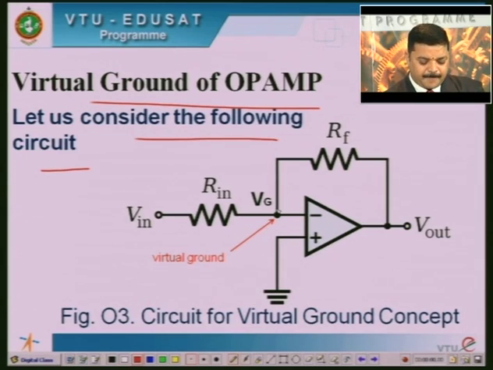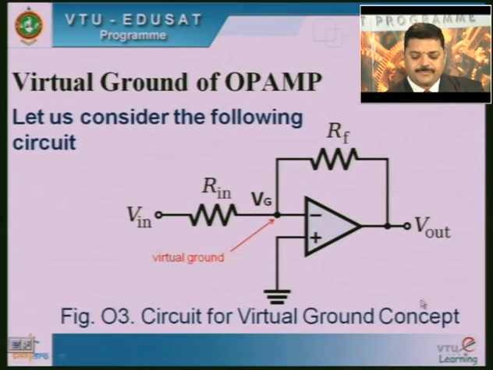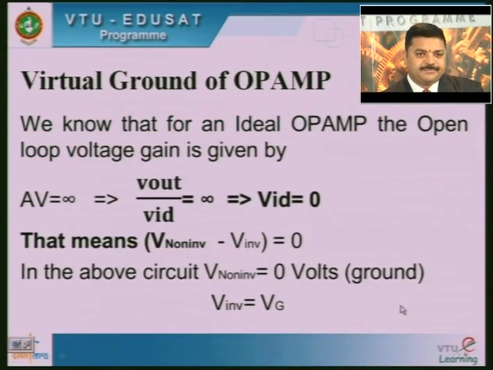Here I showed virtual ground. We will see what that is. We know that for an ideal op-amp, the open loop voltage gain is AV equal to infinity, which implies, as I have written on the board, let me read it once again: V out by VID is equal to infinity, which implies VID is equal to 0. That means VID is V non-inverting minus V inverting, the voltage at the non-inverting terminal minus the voltage at the inverting input terminal, which is equal to 0.